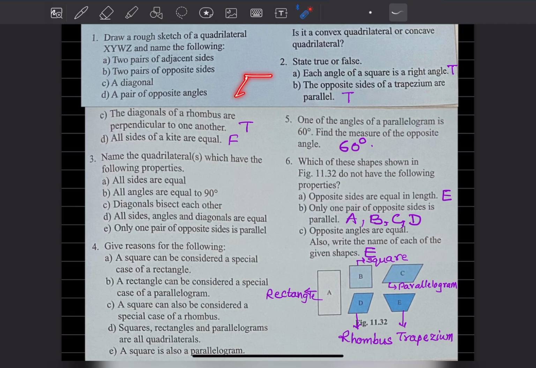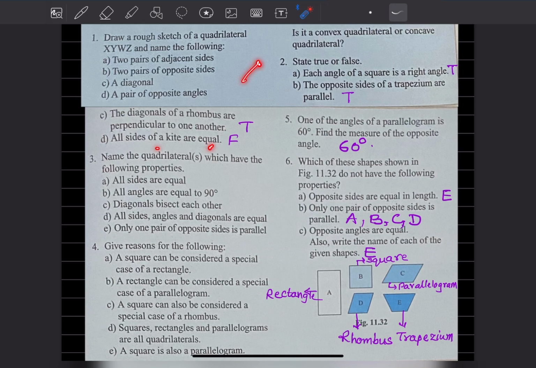The opposite sides of a trapezium are parallel. You know this is a trapezium, so the opposite sides, these are parallel. So that is true. The diagonals of a rhombus are perpendicular to each other. You can see the diagonals are perpendicular to each other. So that is true.